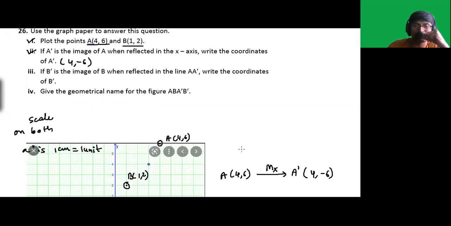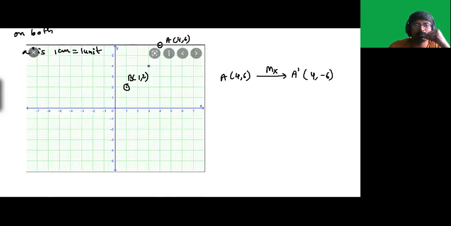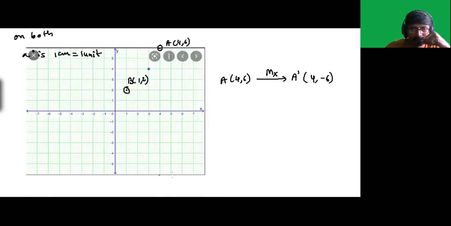But it is always better to write it in these two types, as was earlier suggested. Then what is this point number 3? If B dash is the image of B when reflected in the line A dash, write down the coordinates of B prime. So where is this A prime? A prime is over here, isn't it?